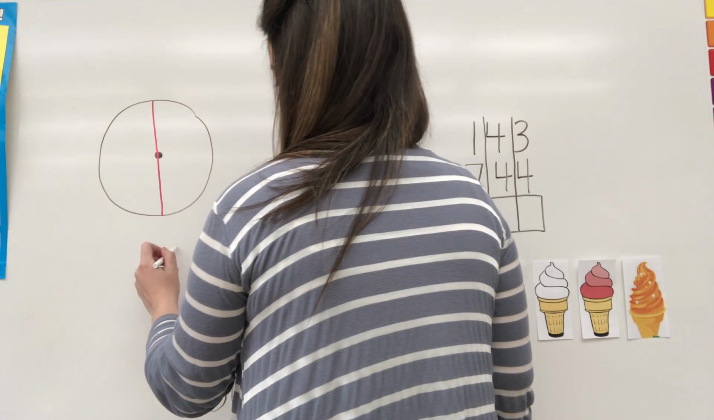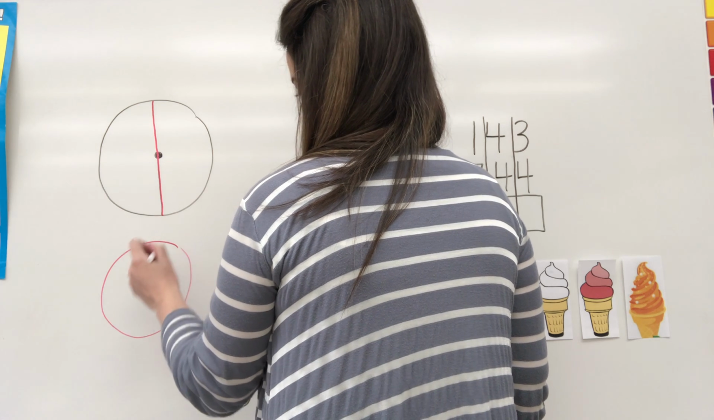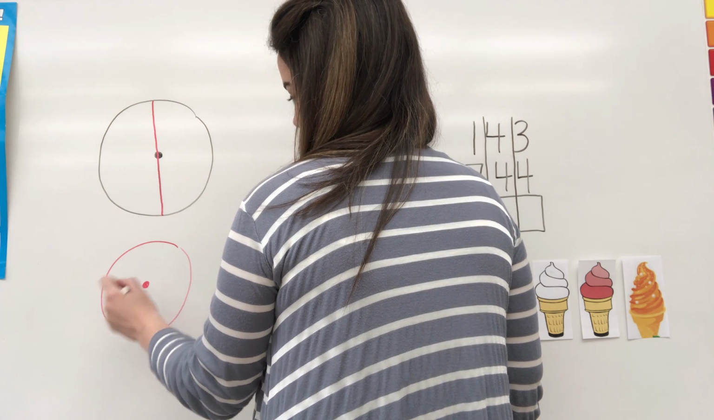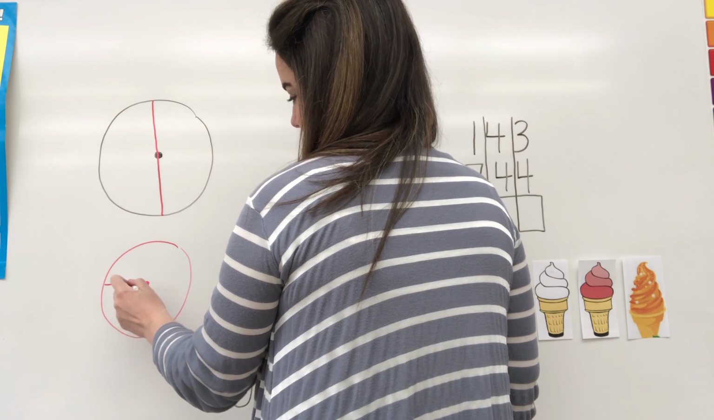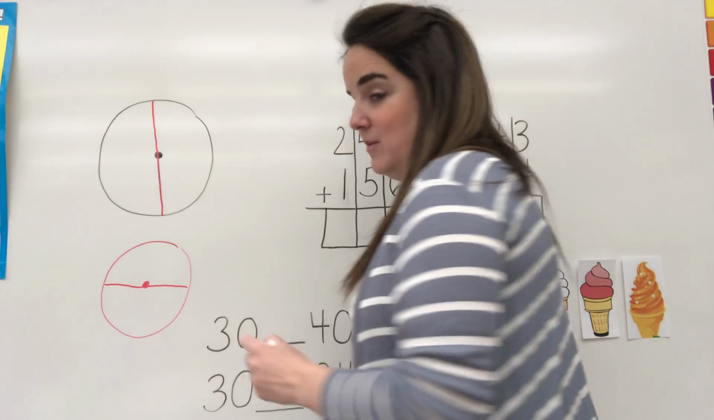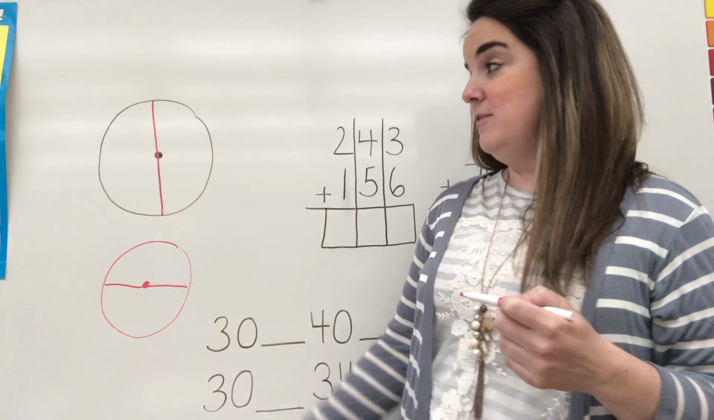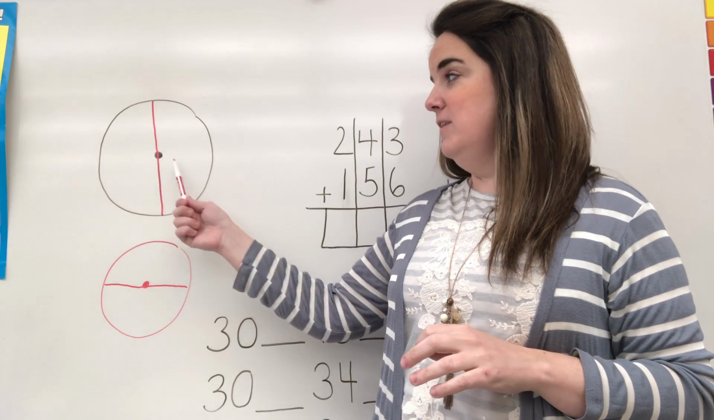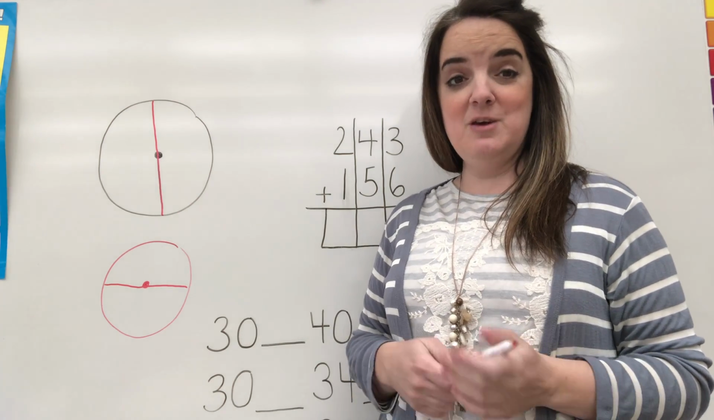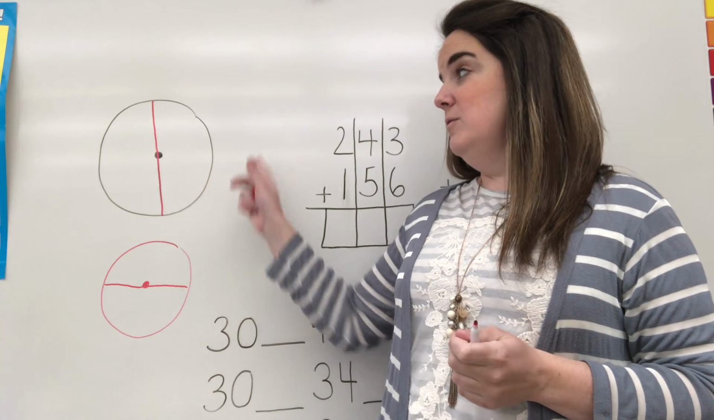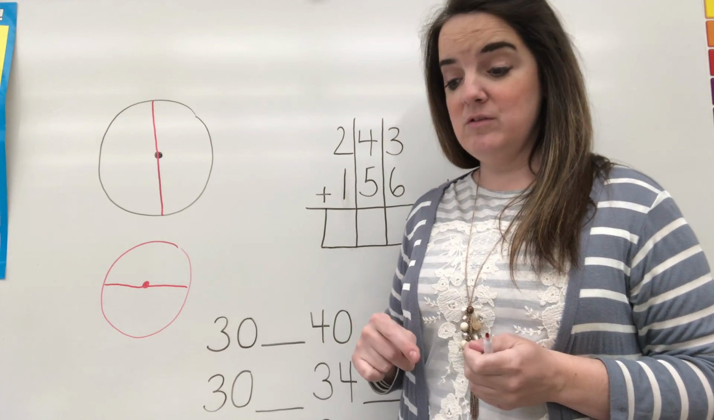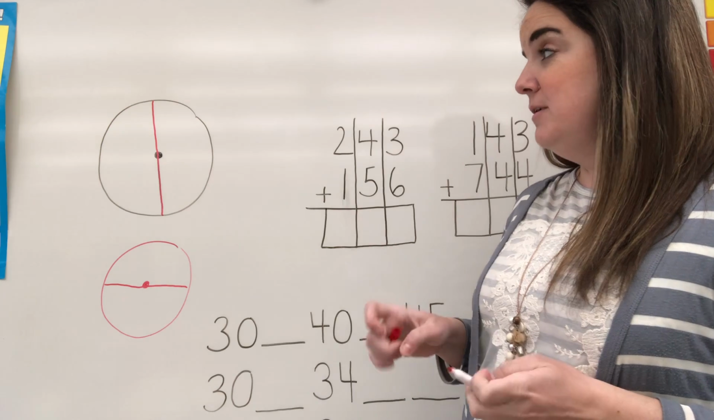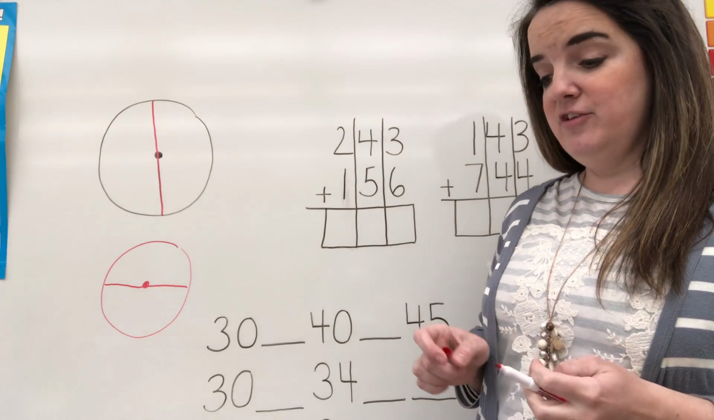And if you have another circle here with your dot in the middle, and you want to draw a horizontal line instead of a vertical line, you can do that too. Doesn't matter, just divide the circle into half. So this is a half and a half, and we know that 2 halves equal 1 whole. So together, that makes 1 whole circle. So that's pretty basic for section 3.